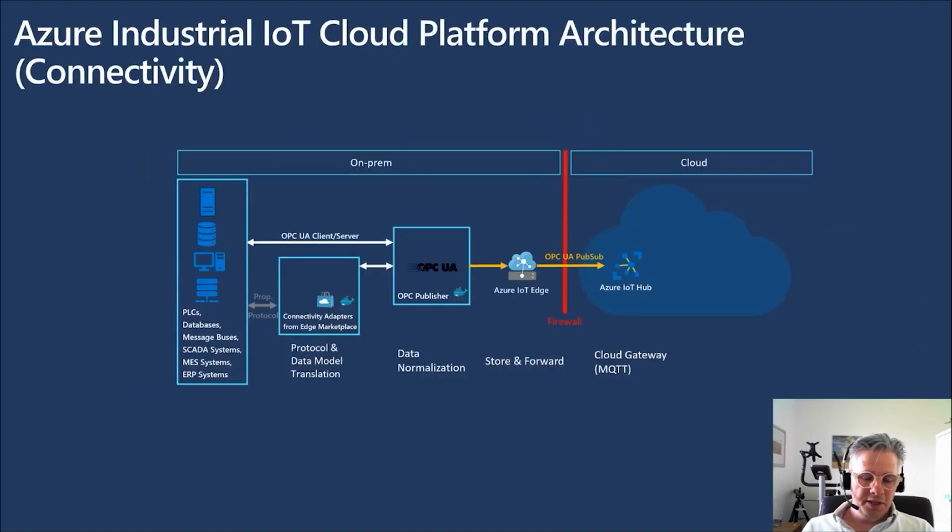So in terms of very basic connectivity, you don't need a lot of services at all. Edge is free, OPC Publisher is free. You can leverage the connectivity adapters I just mentioned from the Edge Marketplace, and then all you really need is an IoT hub.